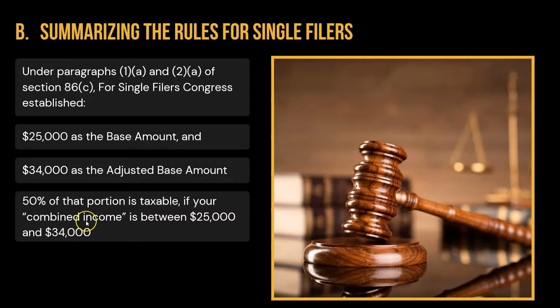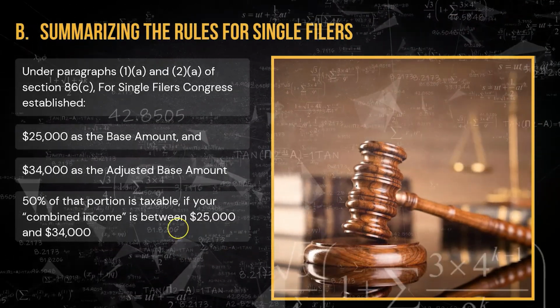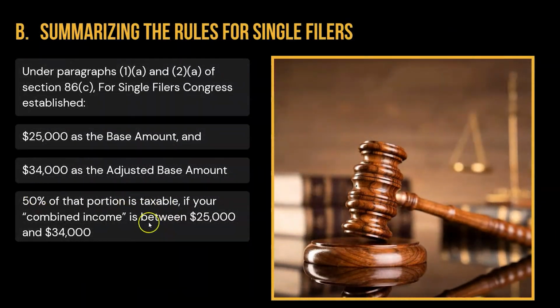So we just throw in another word that you need to be watching out for, which is combined income. So far, we've mentioned base amount, adjusted base amount, and we've also talked about combined income. So here it says that 50% of the portion of your Social Security will be taxable if your combined income is between $25,000 and $34,000. Now we say 50% is going to be taxable, but really it is not as easy as 50%. There are a whole lot of complications that go into determining 50%. So we'll show you the complications, but when we say 50%, it's not that easy.